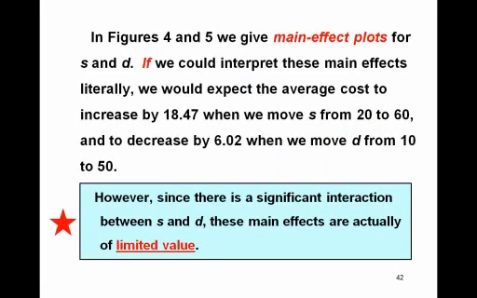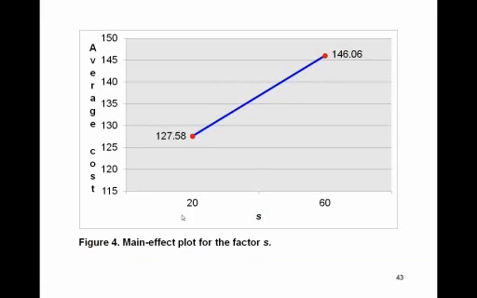Moving over here to page 42, slide 42. In figures 4 and 5, we give what are called mean effect plots for little s and d. So here we see little s, whose range goes from 20 to 60. Up here we have average cost. And at 20 here, we have an average cost of 127.58, and at little s equals 60, we have 146.06. Now, where did those numbers come from?